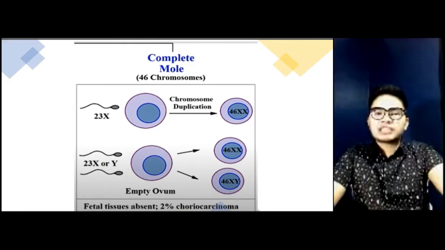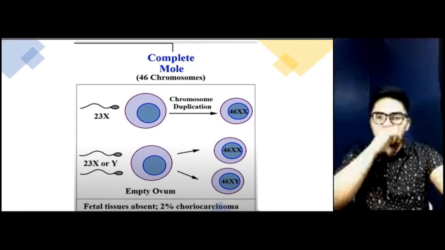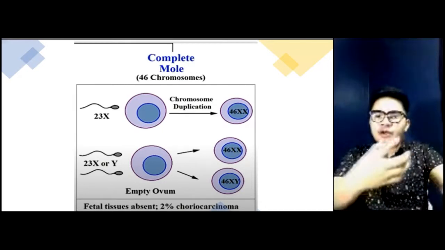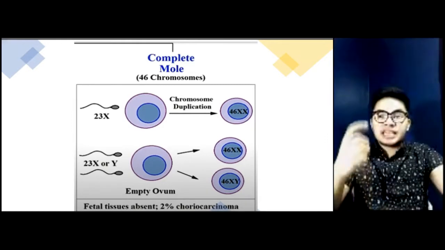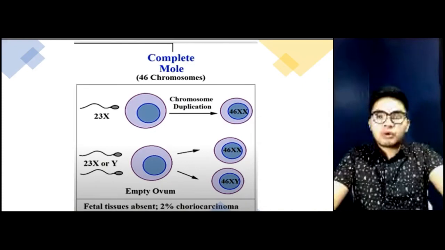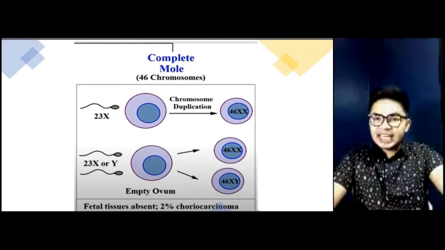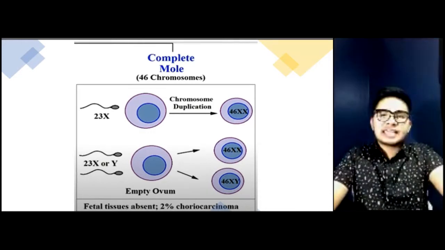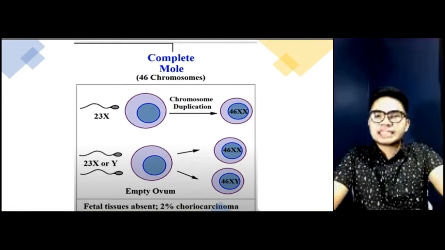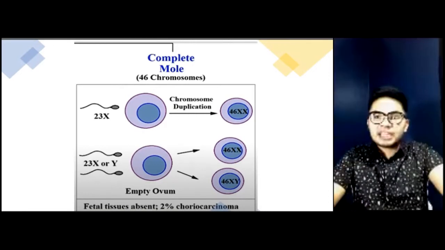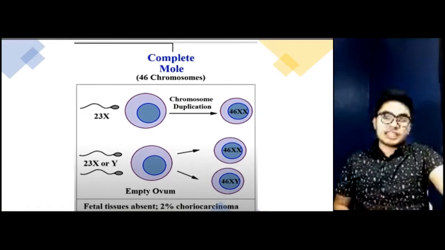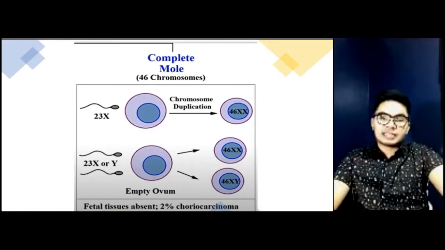Number seven is passage of grape-like structure. If in the 4th month or the 16th week, merong lumabas na grape-like structure from the vagina, it is one sign of H-mole. Why? Because the fertilized egg did not develop completely. Number eight, sign and symptom is the rapid increase of uterine size. So the size of the uterus is not proportionate. For example, it may be that the female is in her 14th week of pregnancy, but the size of her uterus is the size of a 6-month pregnant. Okay?